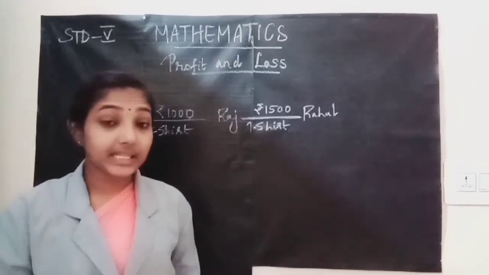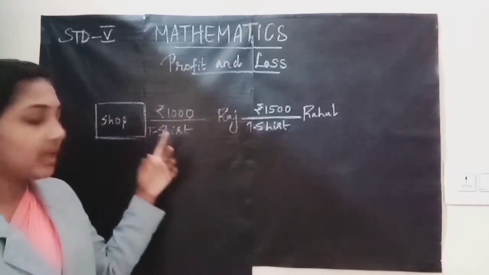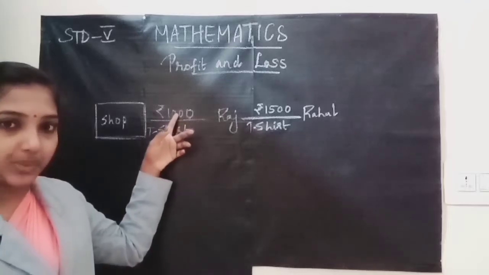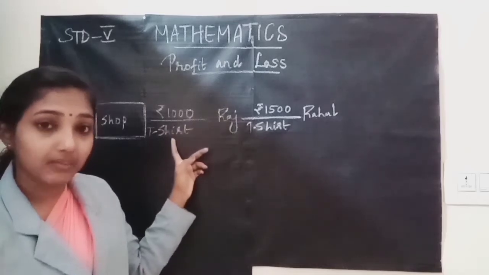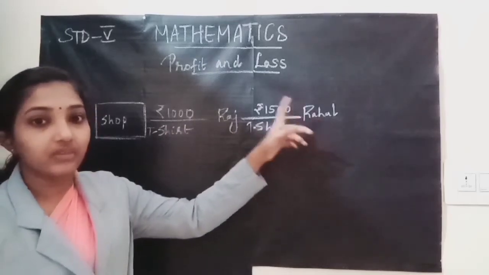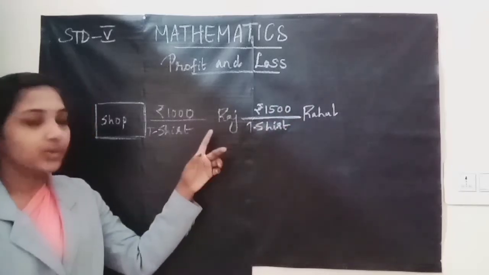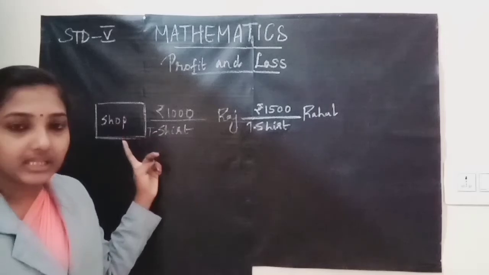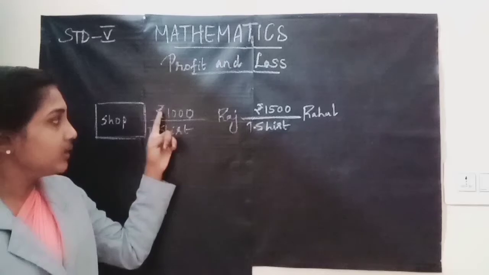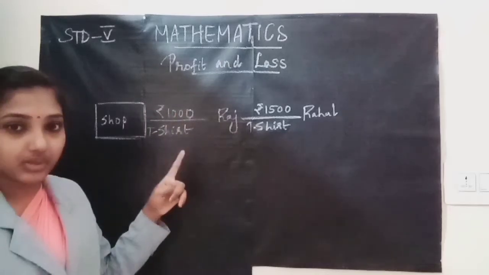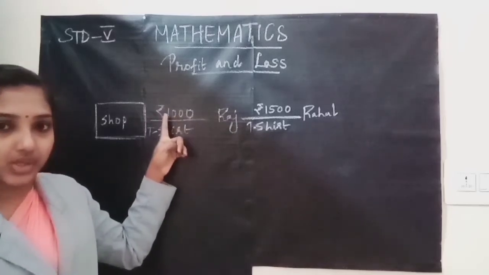Okay, so in this story, Raj went to a shop and bought a t-shirt for rupees 1000, and after coming back Raj sold the same t-shirt to Rahul for rupees 1500, right? So here, to buy this shirt from the shop, Raj gave rupees 1000 to the shopkeeper, right? So Raj paid rupees 1000 to the shopkeeper.